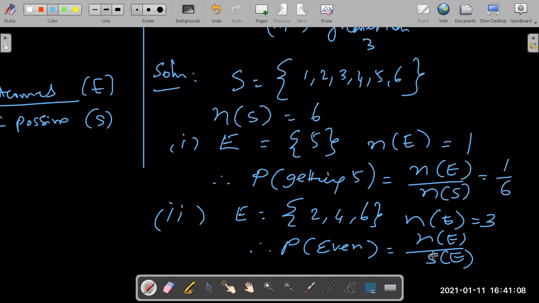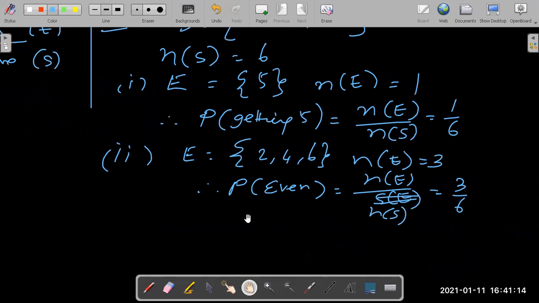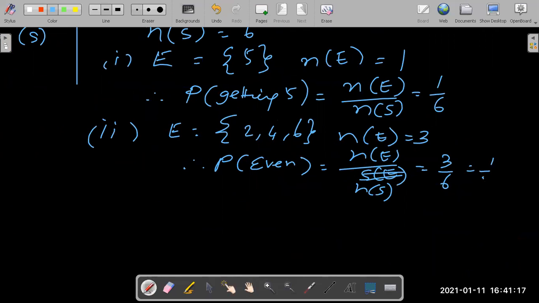Sorry, n of E divided by n of S. So you'll get 3 by 6, which is 1 by 2. This is 1 by 2.